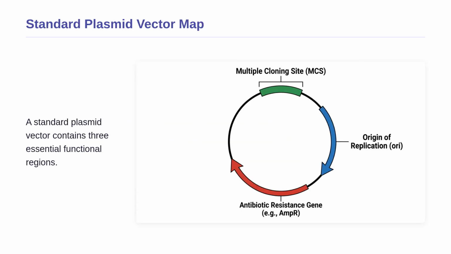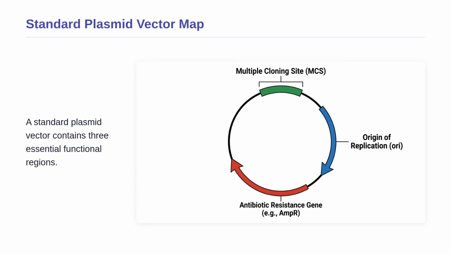Having discussed the components of a plasmid, let us visualize them on this standard vector map. You are looking at a circular schematic representing the double-stranded DNA of a plasmid. Notice the three distinct colored regions. The blue arrow represents the origin of replication, labeled ORI, which drives the copying process. At the top, the green segment is the multiple cloning site, or MCS, where our foreign gene is inserted.